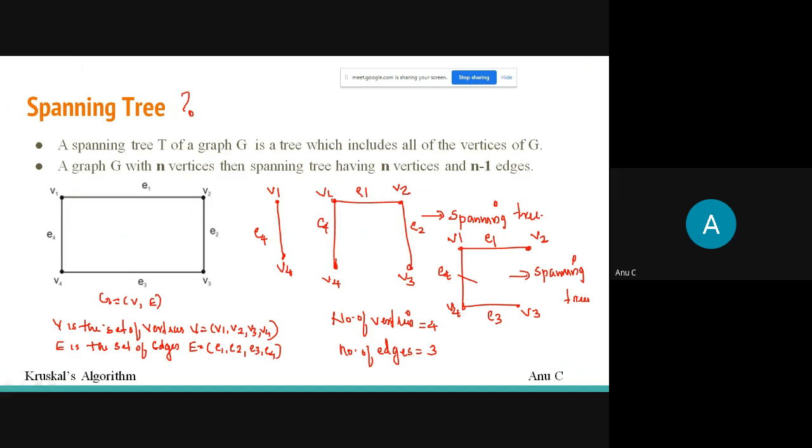From this we can say that for a graph G with n vertices, the spanning tree has n vertices and n minus 1 edges. So a spanning tree T of a connected graph G is a tree which includes all of the vertices of G. And a graph G with n vertices, then the spanning tree has n vertices and n minus 1 edges. So this is all about spanning tree.